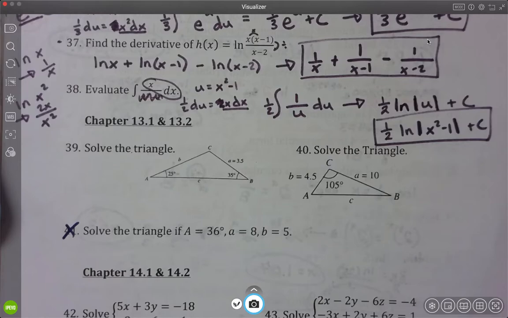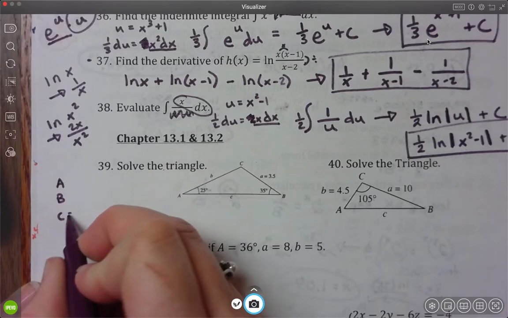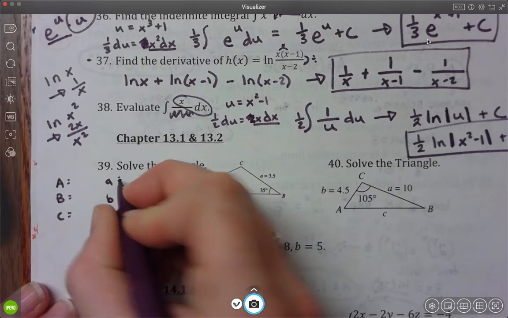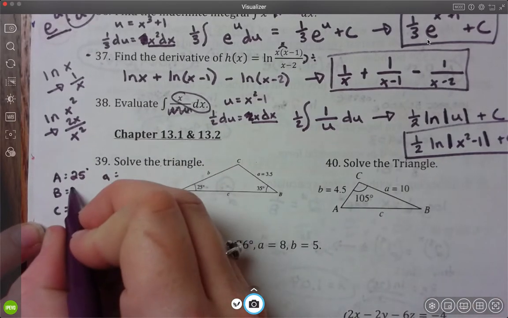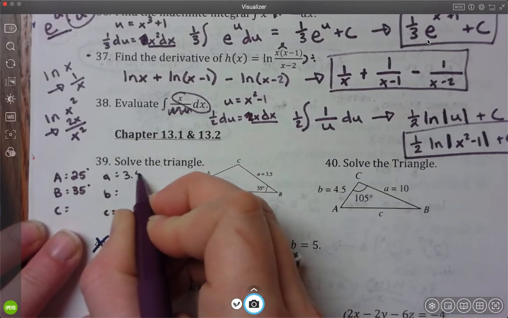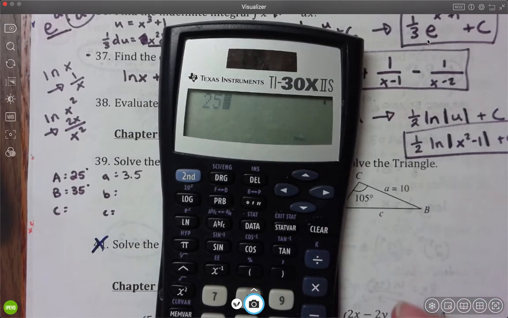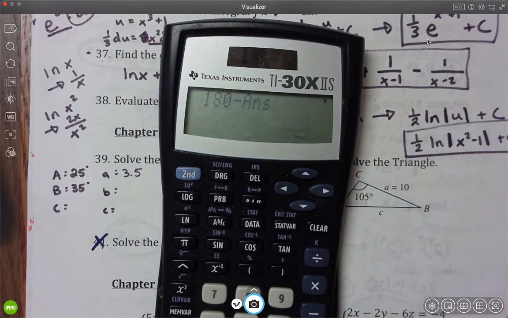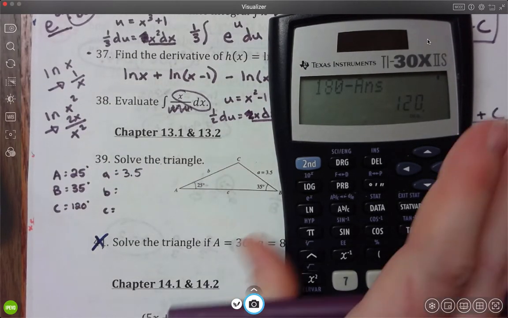I'm going to make a list off to the side over here. I just always like to take kind of an inventory so I can see what's happening. A, B, C. Okay, so capital A is 25 degrees. Capital B is 35 degrees. Now, I can find what capital C is pretty easily if I add those up and subtract from 180. So let's go ahead and do that. 25 plus 35, and I'm going to take 180 minus that answer, 120. I should have been able to do that in my head, but that's okay. 120 degrees.